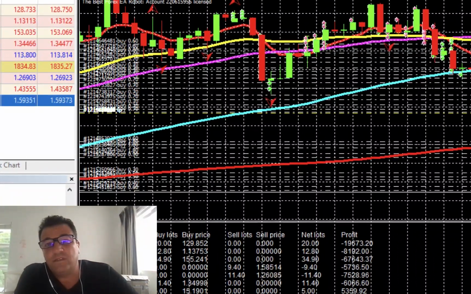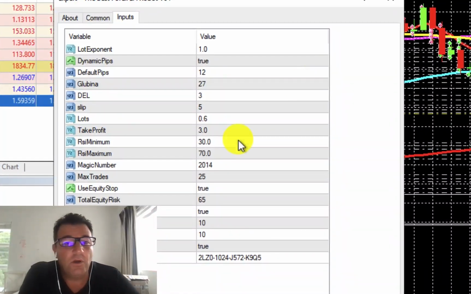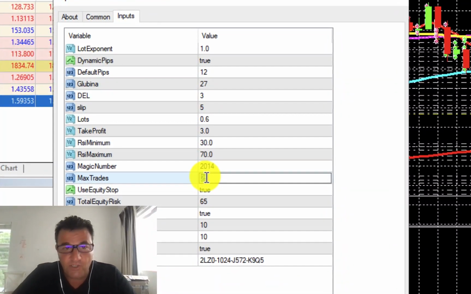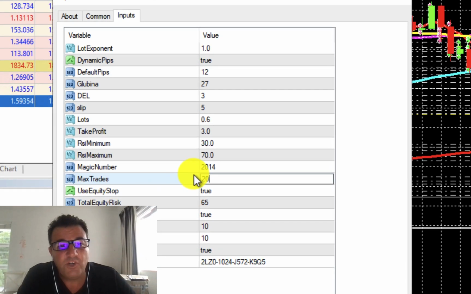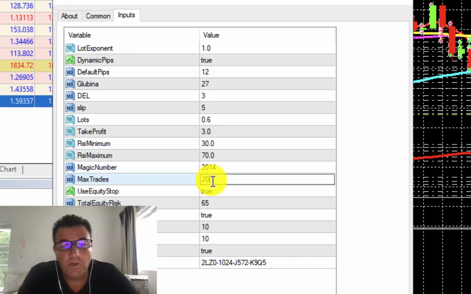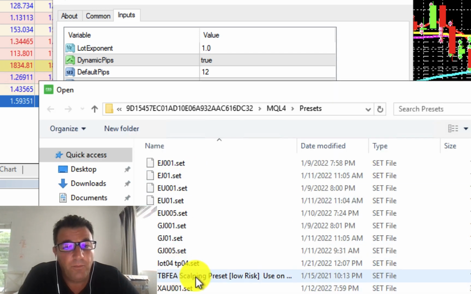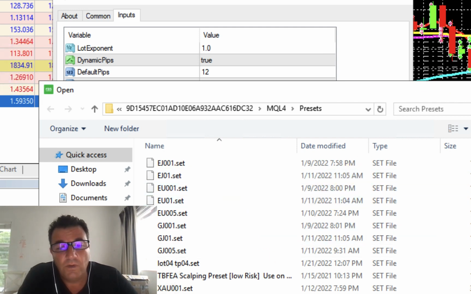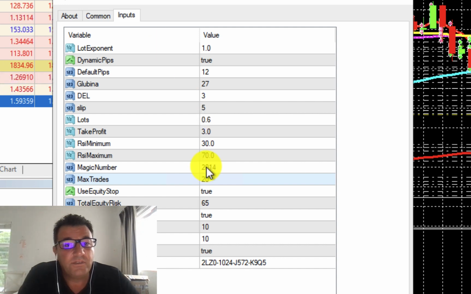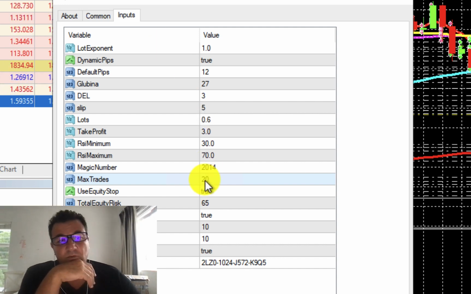So this is the settings. The settings are, you're going to change this maximum trades to 20. You're going to load the preset. Okay, you're going to load your normal preset. It's the scalping preset, and then you'll enter your license key, and then you'll save this as the new preset with 20 trades. So whatever your lot size is, all your trades will open up at that lot size.